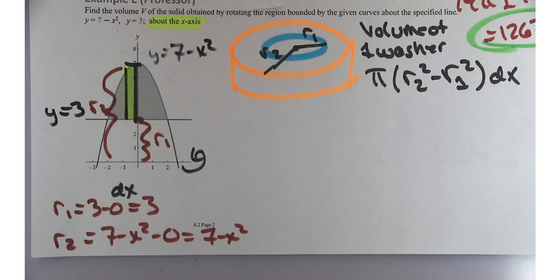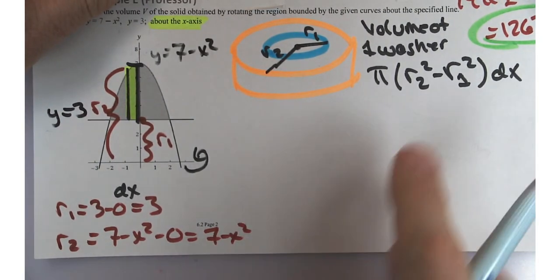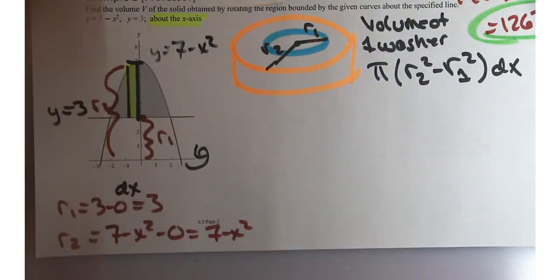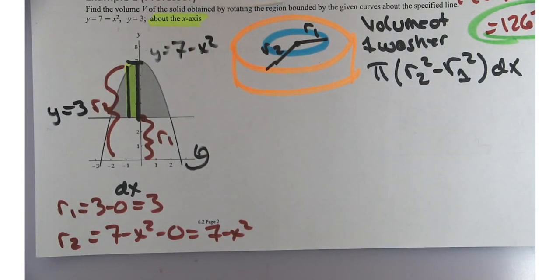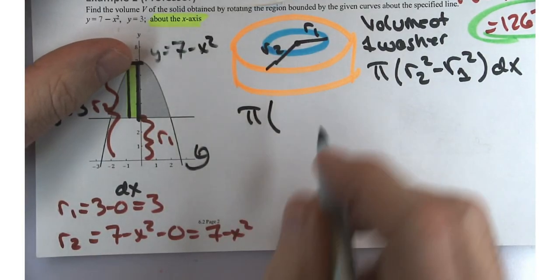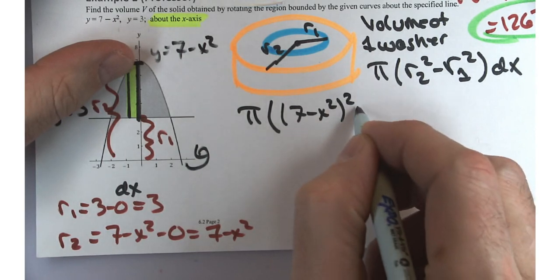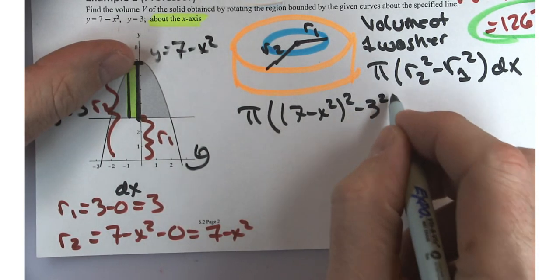Nice. All right, let's plug those into this expression here then. Find the volume of one washer. So it's going to be pi times (7 minus x squared) squared minus 3 squared dx.